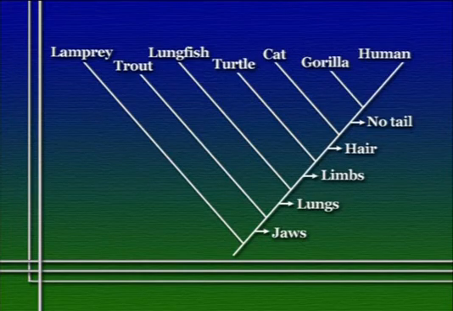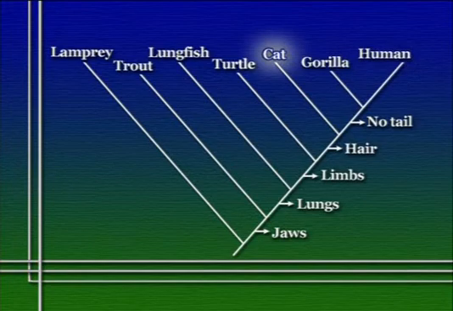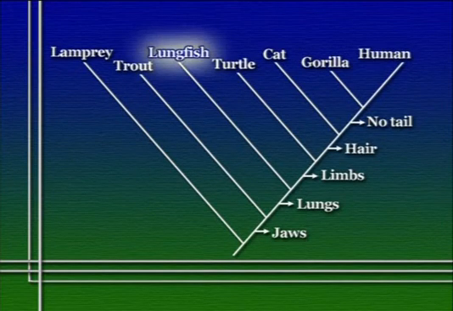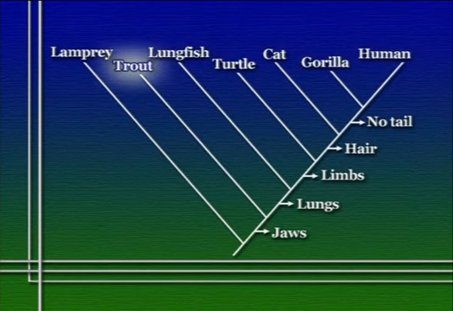Some of the outcome of this would be obvious. We would learn, for example, that humans and gorillas are more closely related to each other than they are, say, to cats. That's pretty obvious. But we would also learn from this kind of analysis some sorts of unobvious things. For example, if we looked at this analysis in detail, we would be able to infer that lungfish are more closely related to gorillas and humans than they are to trout. That seems surprising. They're both fish.